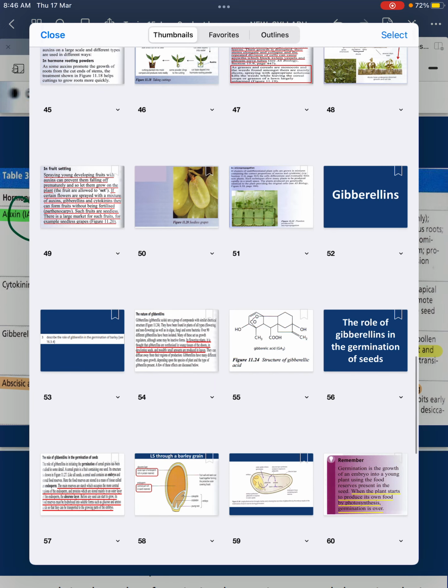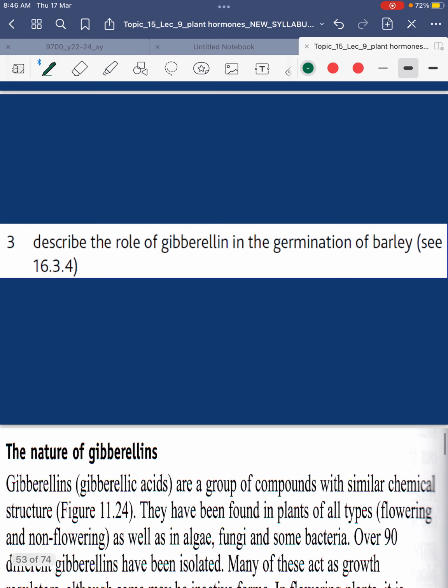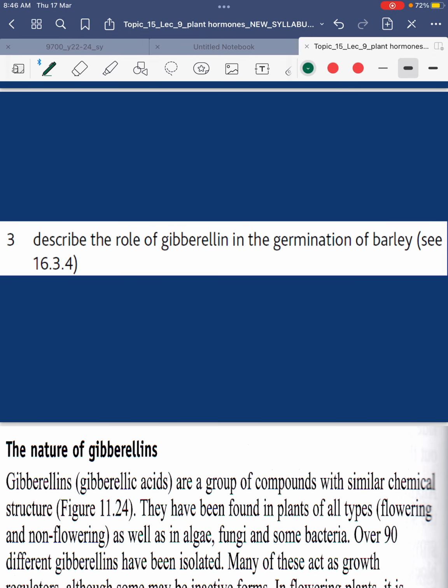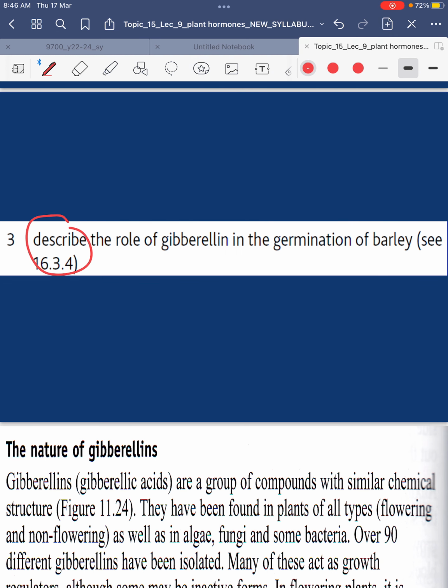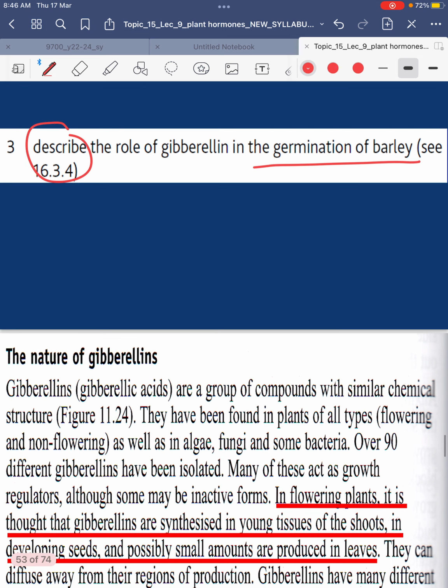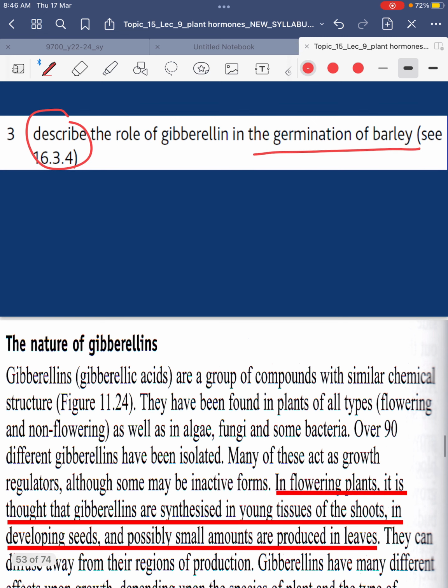Now let's look at gibberellins. It's going to be very, very short. The learning objective is this one again: describe the role of gibberellins. Don't forget, the keyword is describe, and it's only germination. Germination means seeds, how seeds begin to grow.